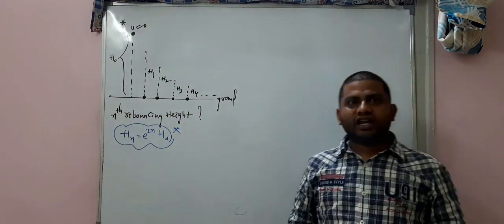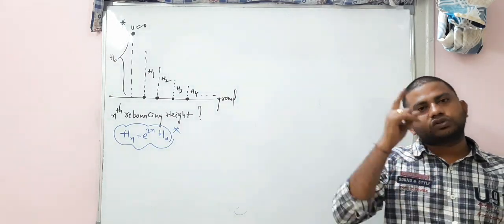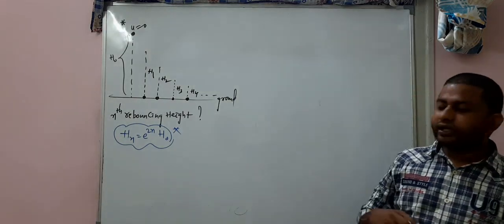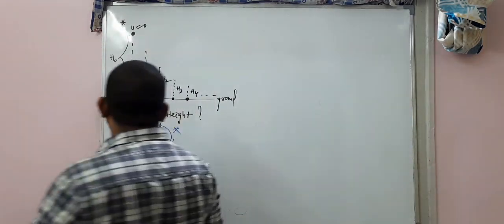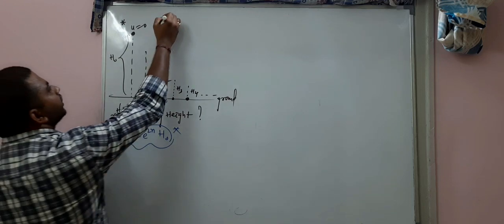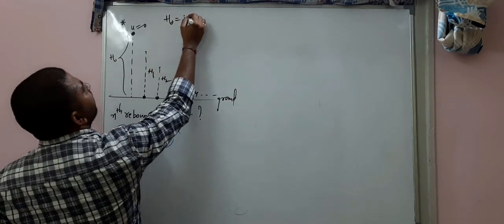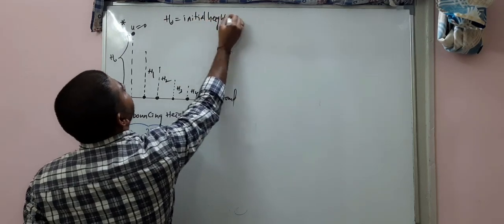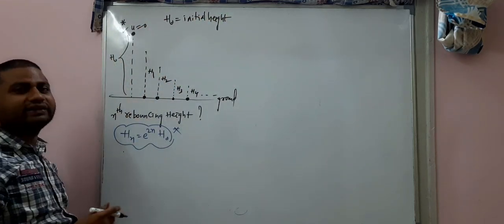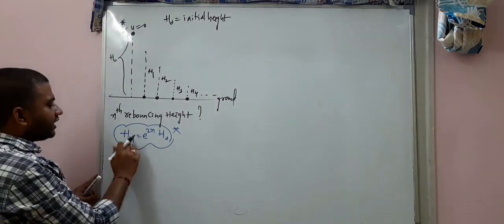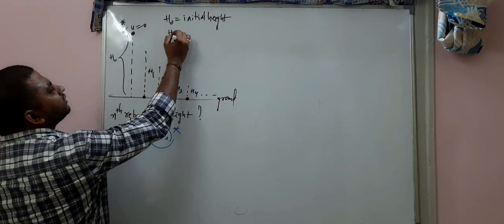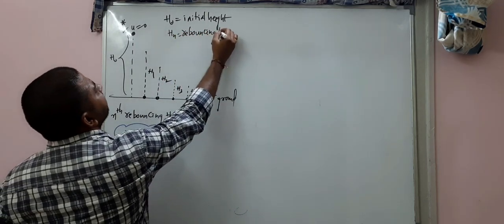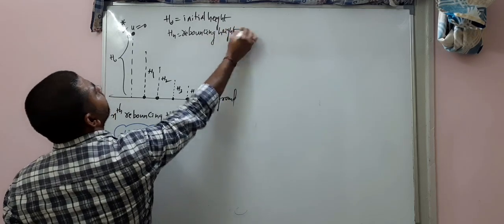And the same kind of relation we'll do for the velocity also. That was also asked in previous years. hn is equal to e to the power 2n into h naught. h naught, we know, is the initial height from where you are dropping the body, that's the height. And this hn is the rebounding height. Look at the formula carefully.